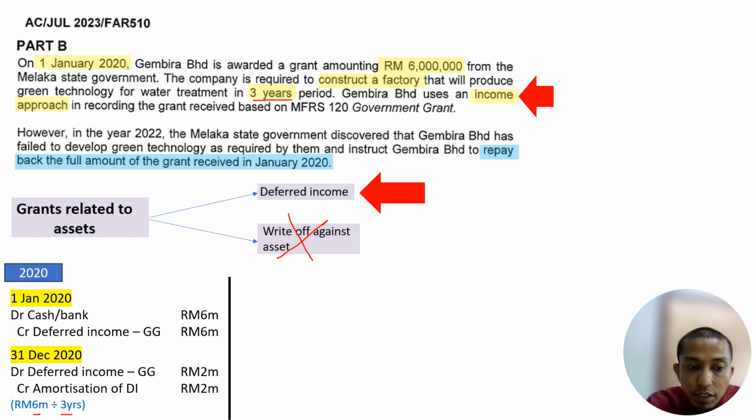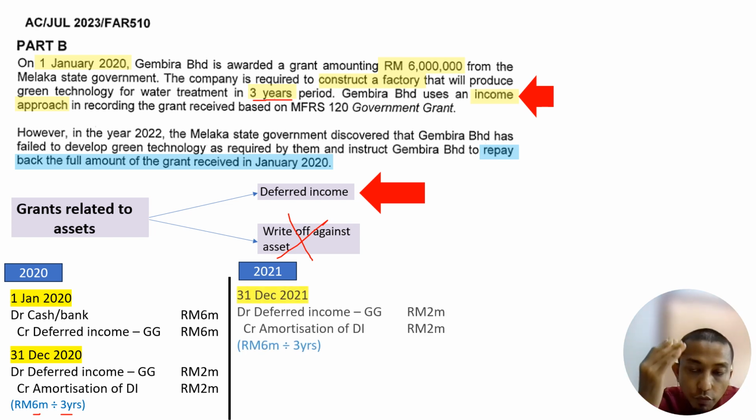Remember, amortization of deferred income is income that you recognize in your statement of profit or loss as income. Deferred income is a liability. You put on debit side because it is decreased in amount, right? Okay, that one is 2020. In 2021, what happened? The question did not mention anything, so we assume nothing happened. Therefore, we can just proceed to the end of the year, 31st of December.